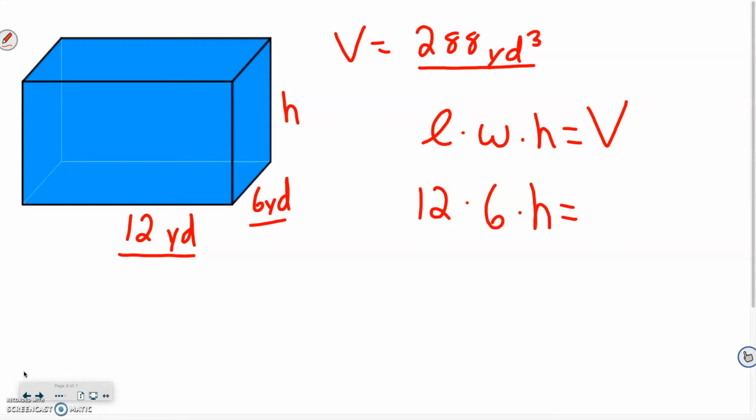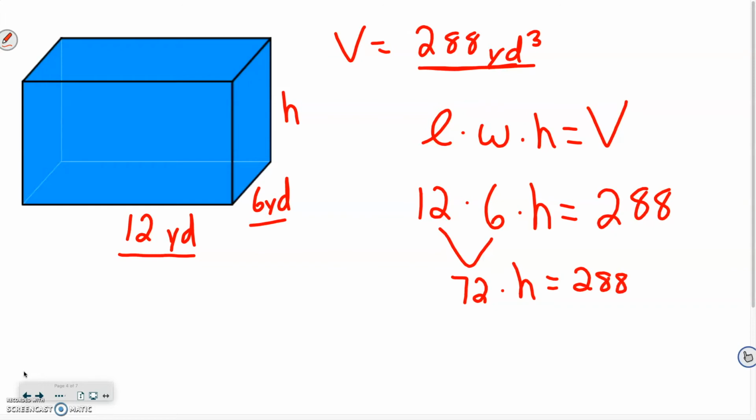And we have to put the equals in the V volume. It tells you right here it's 288 yards cubed. So 288. That's what I meant to write. So first we multiply what we know. 12 times 6, and 12 times 6 is 72. And you bring the rest down. Times h equals 288. So 72 times a number equals 288.